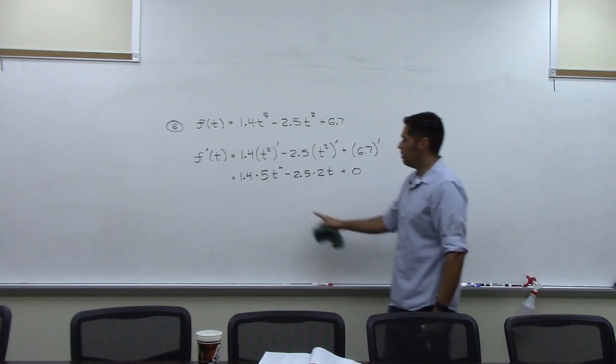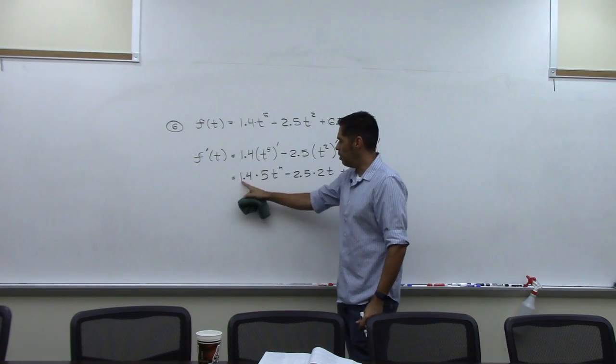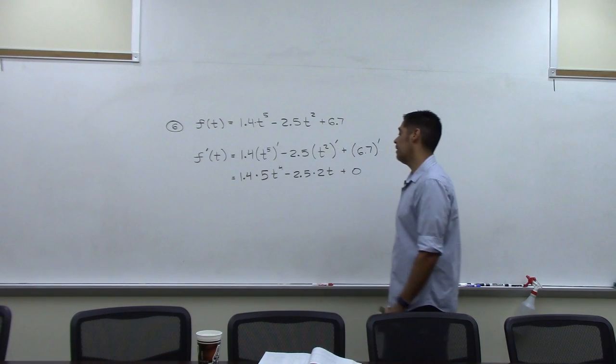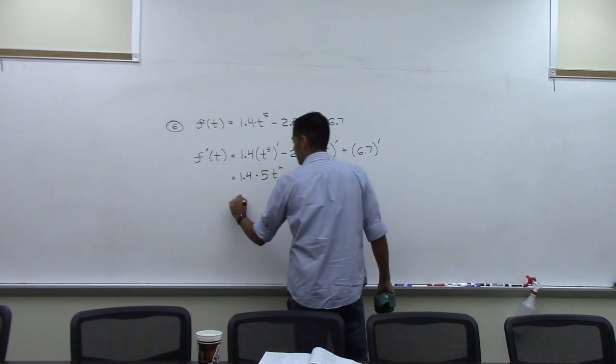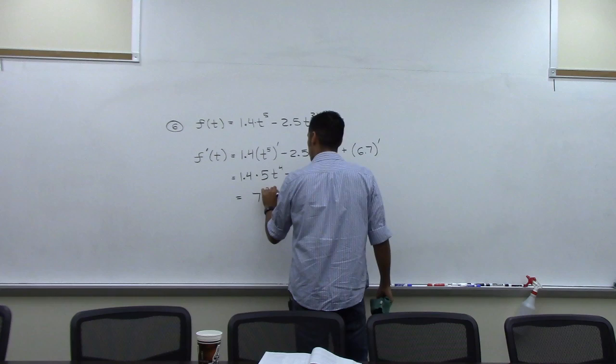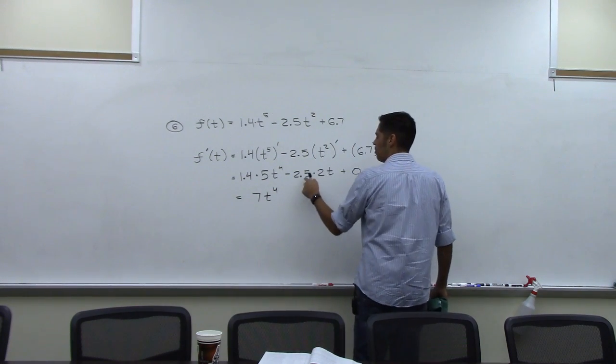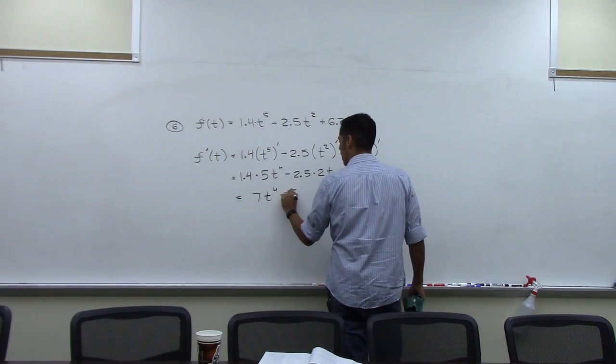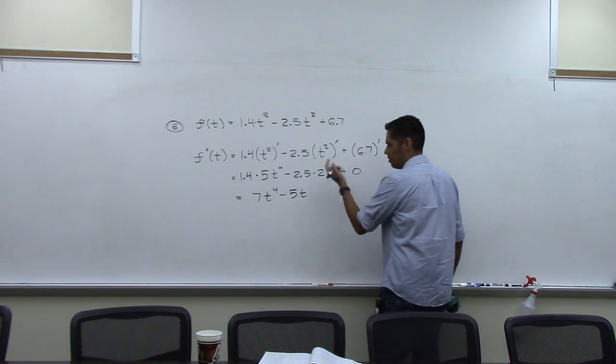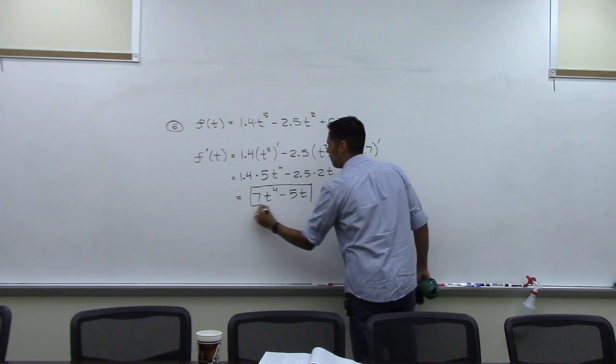So now we need to multiply, clean this up a little bit. 1.4 times 5, that's 7. 7t to the fourth. And then 2 times 2.5, that's going to be minus 5t, and then plus 0, so that's it right there.